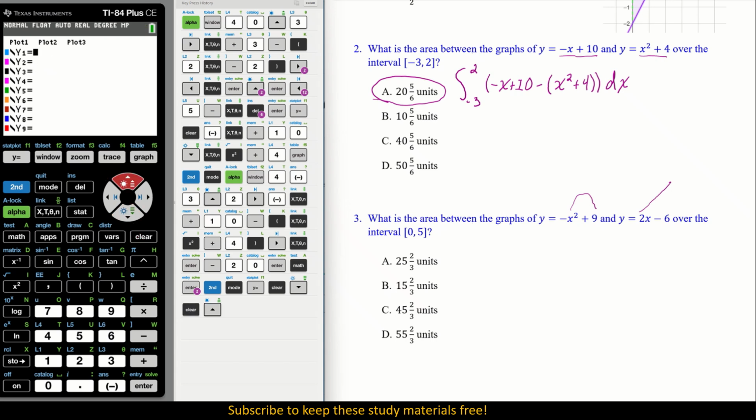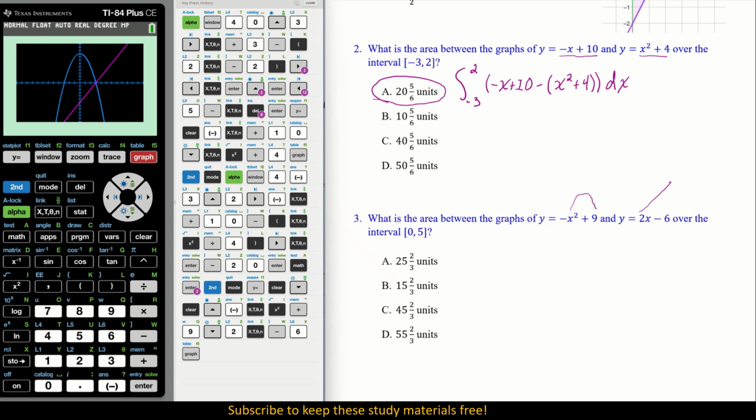We have our calculator and it's easy to put these things in. So negative x, square the x, add the 9, go down, and then 2x minus the 6. Now let's graph it. And I was correct, so you will take the first one minus the second one. Let's write that out so we make sure we enter it correctly. So we're going from 0 to 5.